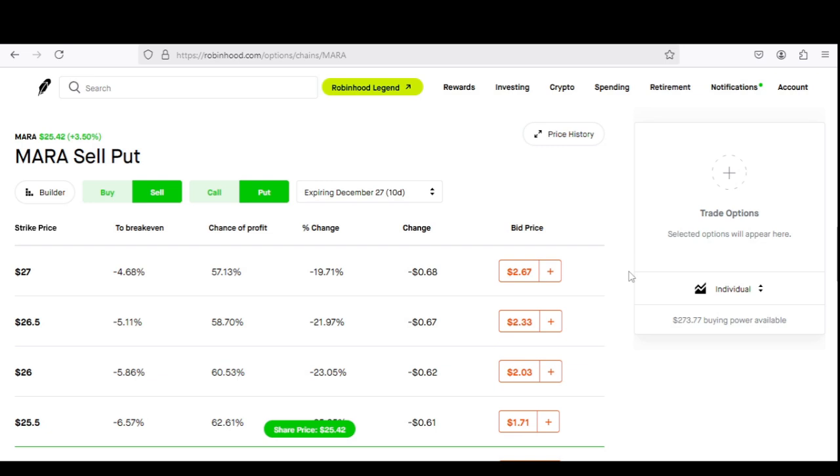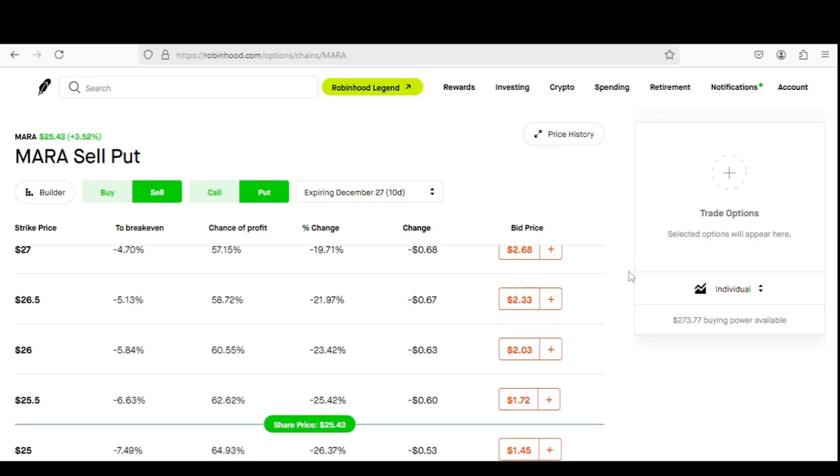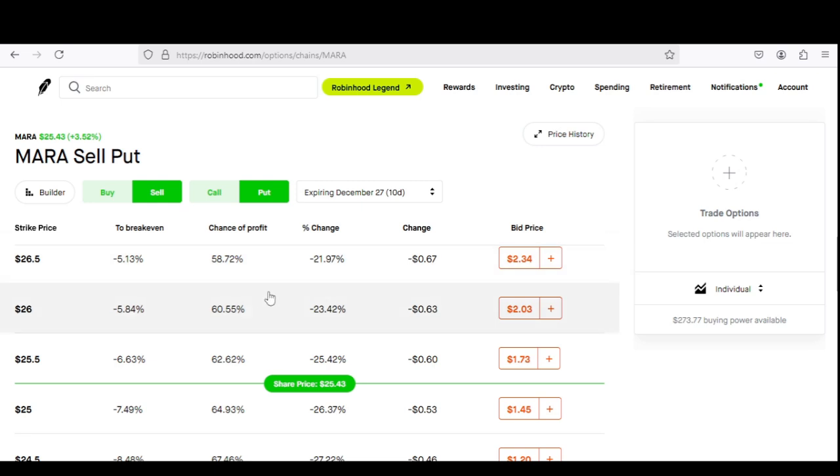Now, in order for you to select a strike price to sell puts, there are other things that need to be considered. You can select any strike price above or below the current share price. Let's take a look at the strike prices above the current share price. A key thing to note, as you keep going higher, your chance of profitability reduces.